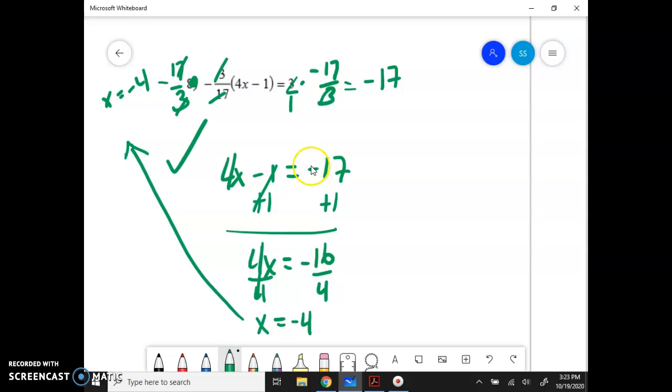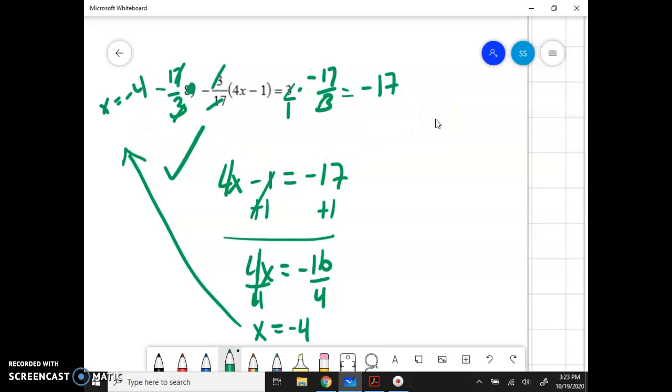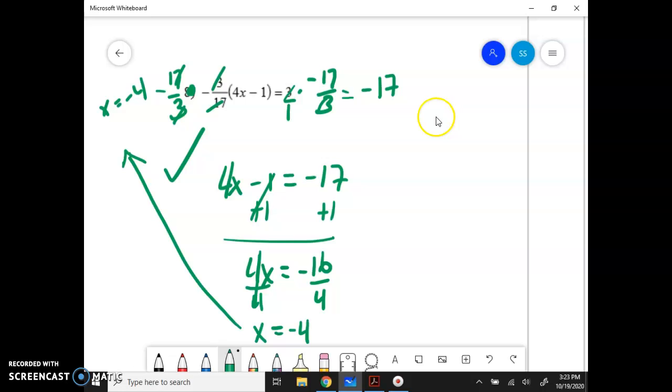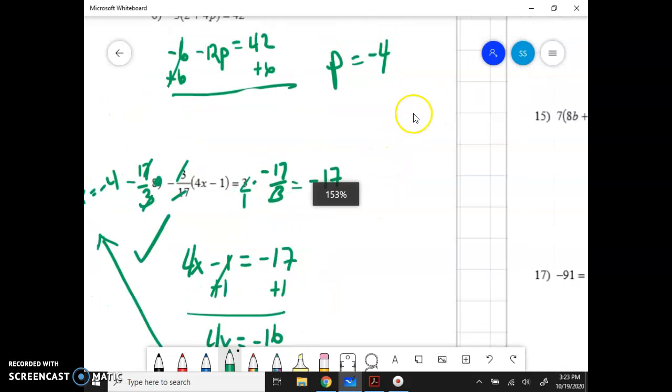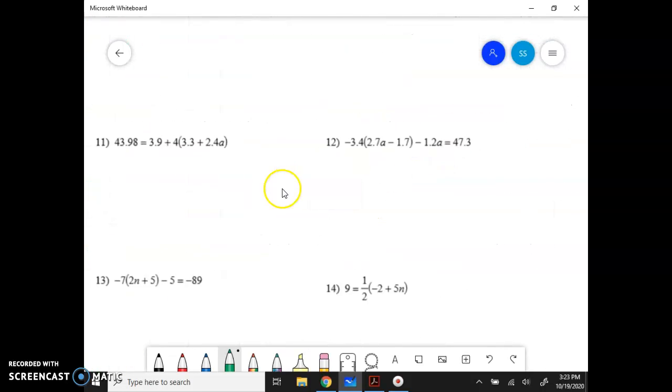So that checks out. So whichever way you want to do, I certainly think this one's probably a little bit easier, but then again, it's all calculator work in the end as long as you understand the process. Okay, let's move on.